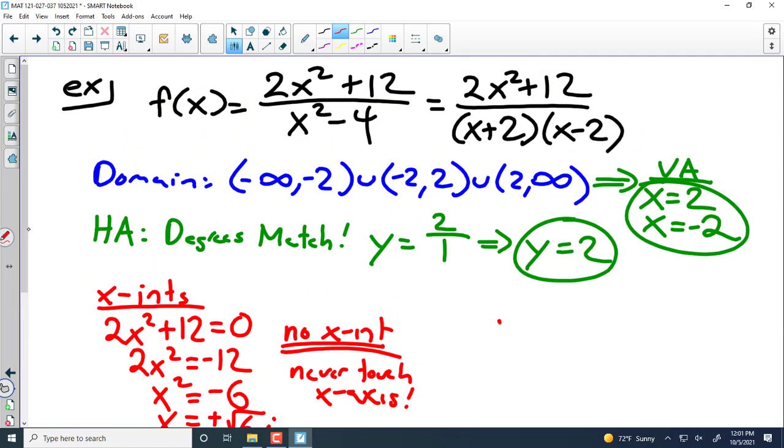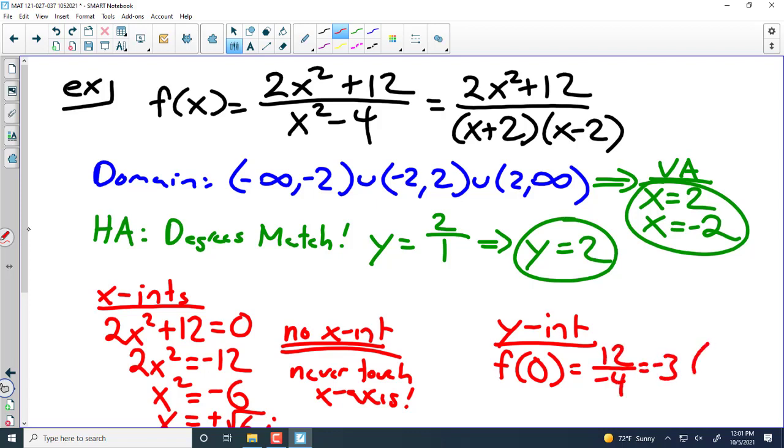Y-intercept. Think very carefully about what I ask you next. Did we kick 0 out of our domain? No, we only kicked out negative 2 and 2. So if you want the y-intercept, you plug 0 into the function and it kills everything except the constants. In this case, 12 and negative 4, leaving us with negative 3 as our y-intercept. And that's about all we do before we start drawing a graph.